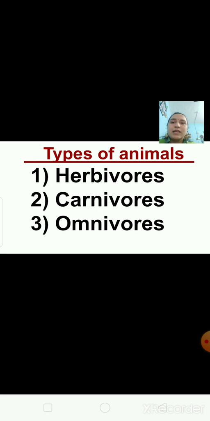Now, the second type of animals depending on their eating habits are carnivores, right? So, now tell me children, what is the meaning of carnivore? Yes, carnivores are the animals that eat other animals, right? Examples of the carnivore animals are tiger, lion, cheetah, dolphin and fox, right?